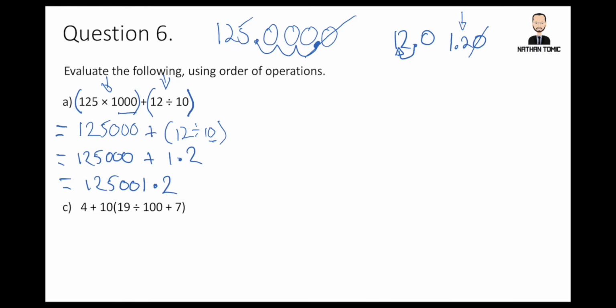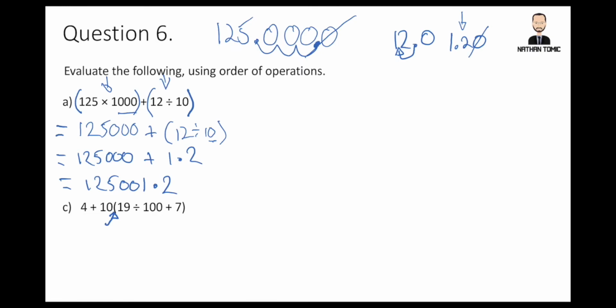For my second question, there's a few things we might need to know. If we look at that, it might not be obvious, but where that 10 bracket is, that's actually multiplication. So when I read this, I'd say 4 plus 10 times the bracket being 19 divided by 100 plus 7. When there's nothing in between, that's another way mathematically to say multiply. The 10 multiplied by whatever's in this bracket.